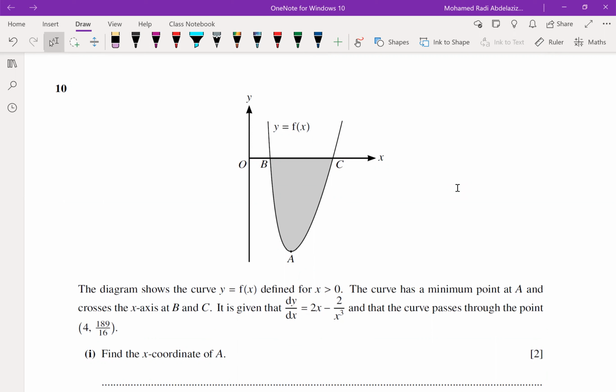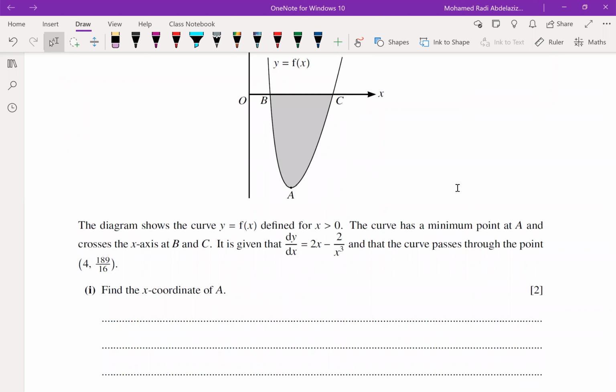The curve has a minimum point at A. Minimum point at A means dy by dx is equal to 0 at this point. The curve crosses the x-axis at B and C. It's given that dy by dx is equal to x minus 2 over x cubed, and the curve passes through a point. Find the x-coordinate of A.